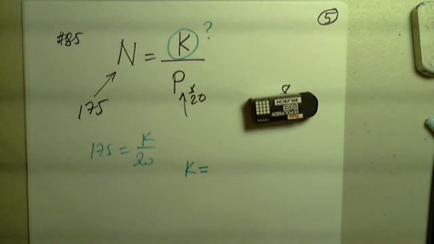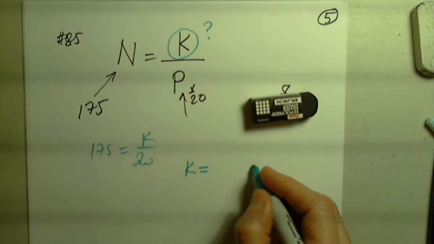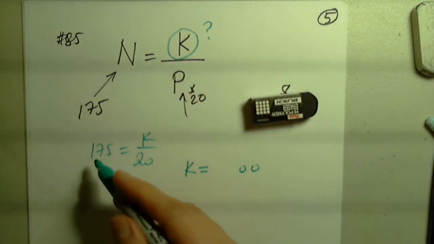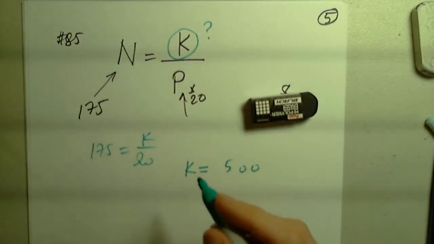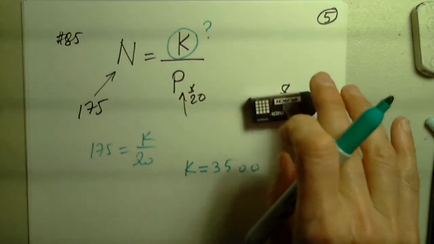Do you multiply N and P? Yes. Multiply 175 by 2. And what do we get? 3,500, I think. Correct me if I'm wrong at any point in time. I'm lazy with the calculator.